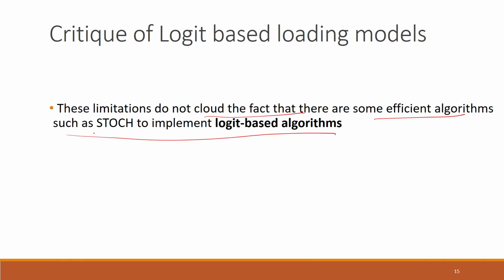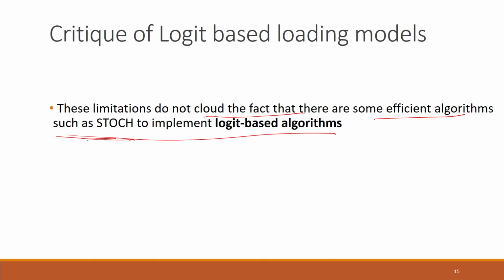Therefore, there are some other efficient algorithms such as STOCH which do not require enumeration across different paths. They assign flows across links rather than paths, and automatically that leads to the assignment of flows on the paths also. This algorithm is also discussed in Yosef Sheffi's book on urban transportation networks. If anyone is interested, you can read that.